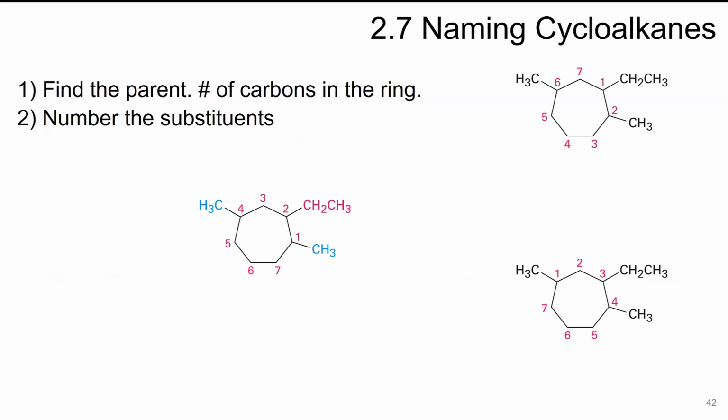When we're naming cycloalkanes, you find the parent name by finding the number of carbons in the ring, number the substituents, and then list them alphabetically. This is numbered in this way to give the lowest numbers to the substituents. So this is 2-ethyl, because we're listing in alphabetical order, 1,4-dimethyl, cycloheptane.